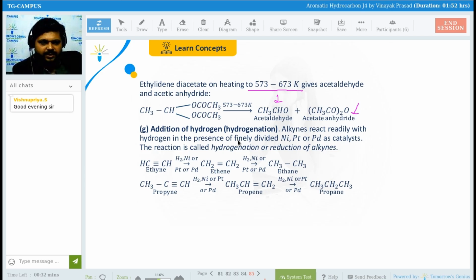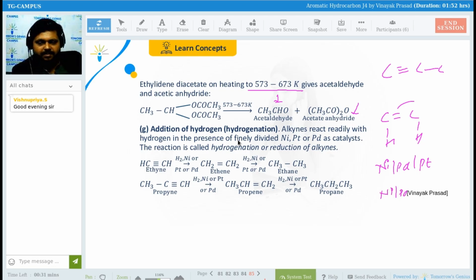Addition of hydrogen, that is hydrogenation reaction. So that we have seen in alkene also. So here also the double bond will break down and a single bond will be formed, and hydrogen can be added in the presence of nickel, palladium, platinum. If a triple bond is there, that is alkyne, then also it will be converted into alkene first, then alkane as well. And in that case, hydrogen will be added in the presence of nickel, palladium, platinum. Clear? So from propyne, we have got what? Propane.